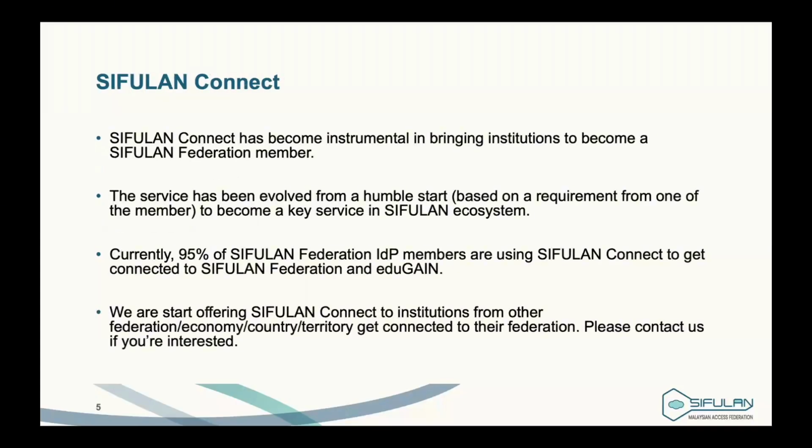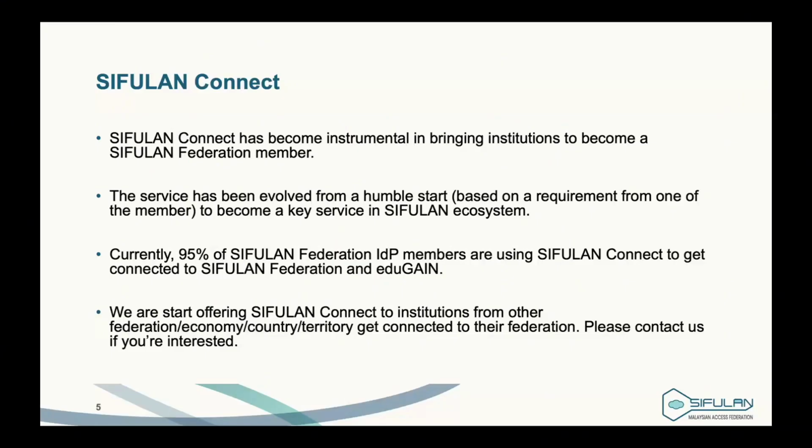I think I don't have to mention Sifulan Federation. Basically, it's just a normal federation. But I would like to highlight Sifulan Connect. One of the issues, probably not only in Malaysia but also in some other federations, is that once they formalize their identity federation, next is to bring universities or any organization to join the federation. The issue is that some of them either don't have the technical capabilities or competency to configure the IDP software to join the federation, or they only have limited resources, or both.